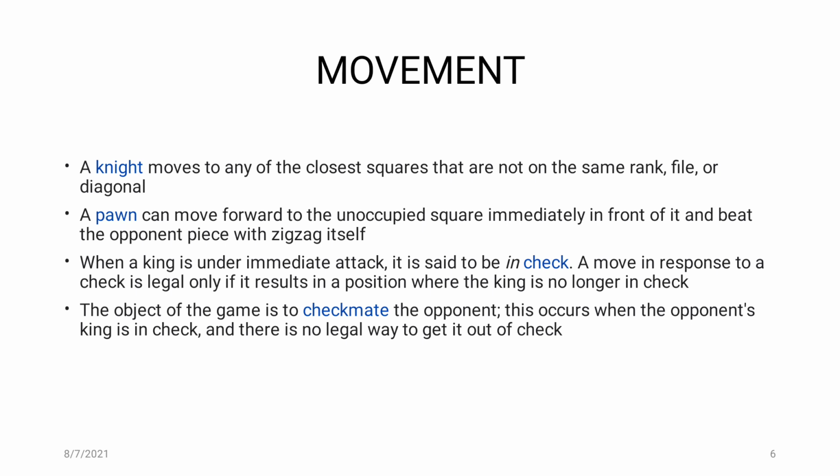The object of the game is to checkmate the opponent. This occurs when the opponent's king is in check and there is no legal way to get it out of check, such that if the king moves to any of the positional squares, the opponent's pieces are placed in such a manner that it will be under check. So in that situation, the game is considered to be a win.